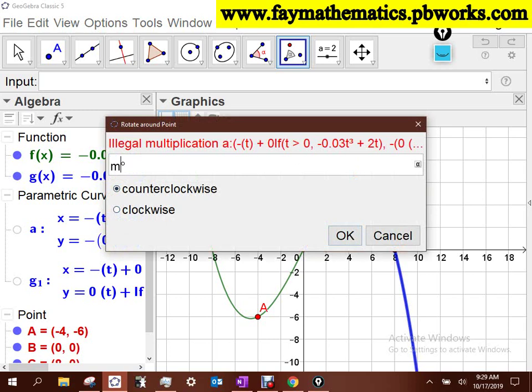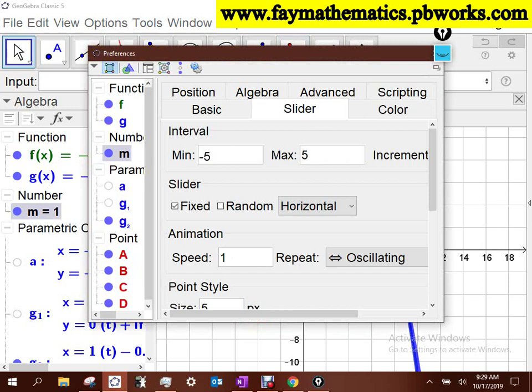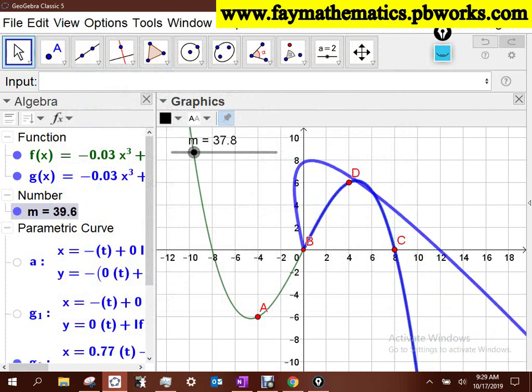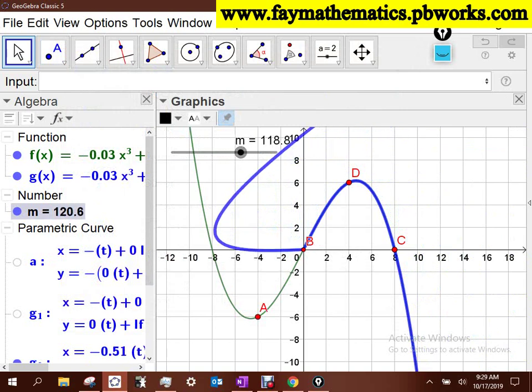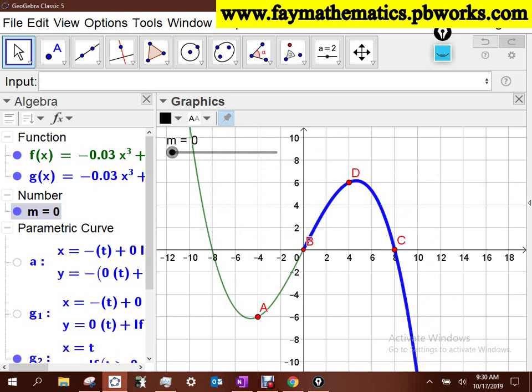Let's make this slider M, and we need that to go between 0 and 180. All right, so now as I take that blue portion and I start rotating it around the origin, if I get to 180 degrees and it lands on top of the rest of the curve, then that tells me I have origin symmetry. Does that make sense? Or rotational symmetry, 180 degree rotational symmetry. Okay? What that means to us.